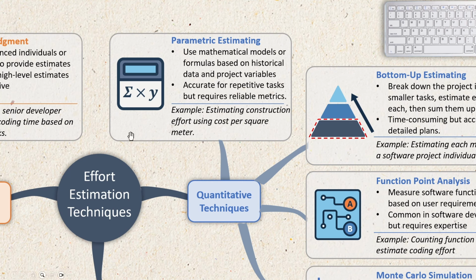Parametric estimating uses mathematical models and historical data to predict effort, scaling variables like cost per line of code, hours per square foot, cost per unit. This is ideal for repetitive tasks, but it needs reliable metrics.